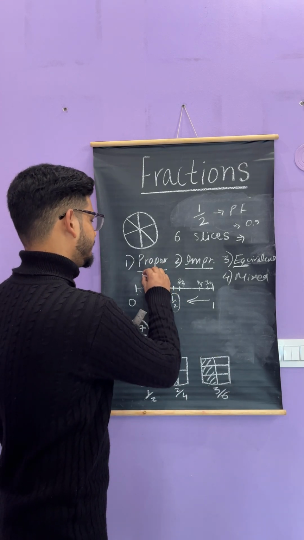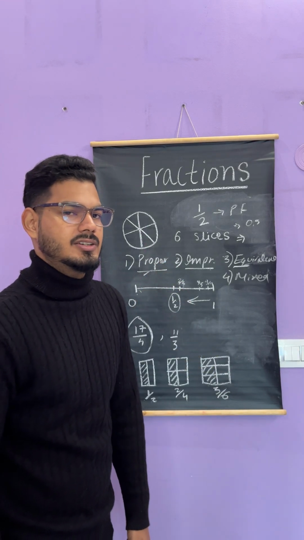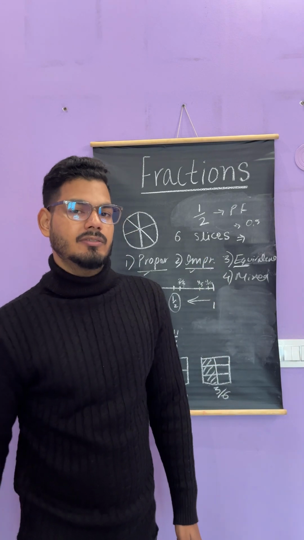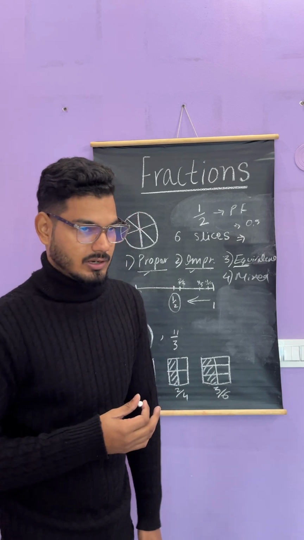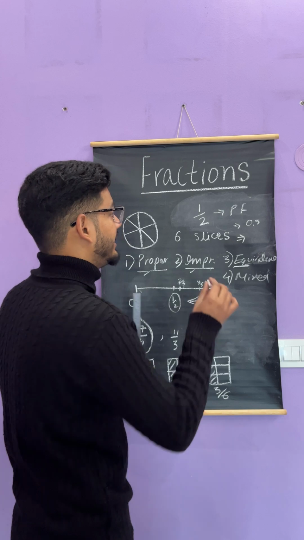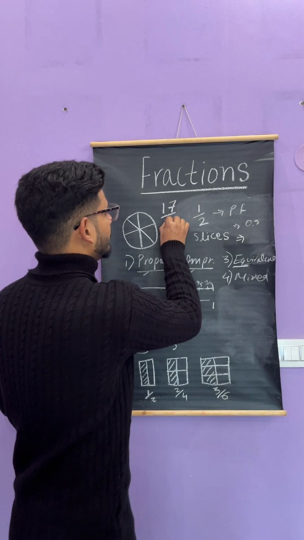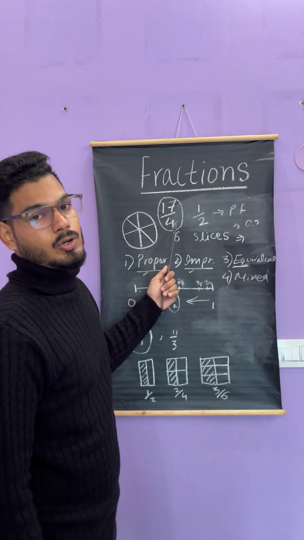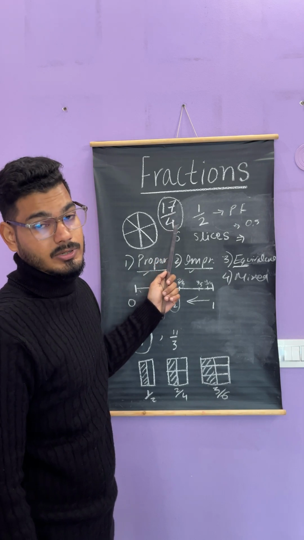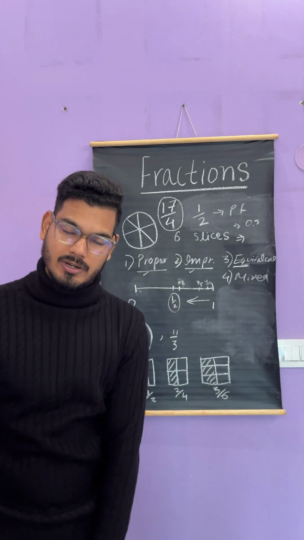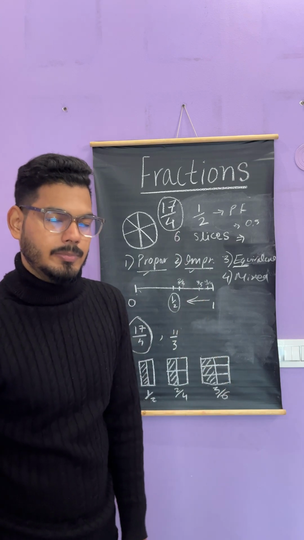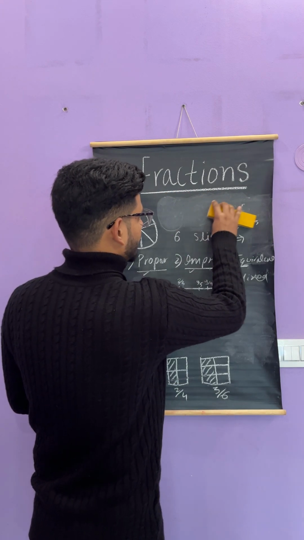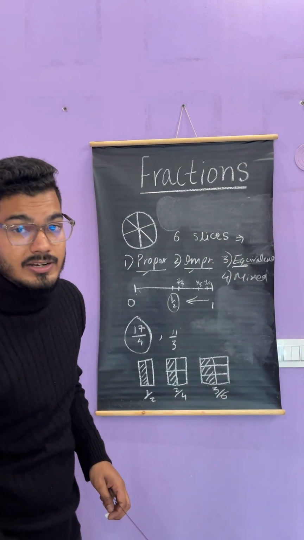Now proper fraction is clear. Moving on to improper fraction. In an improper fraction the numerator value becomes greater than the denominator value and the resulting value can be more than 1. For example, you take 17 upon 4. Numerator is 17, denominator is 4. So the numerator value is bigger than the denominator value. So this is called an improper fraction. Improper fraction is also clear.